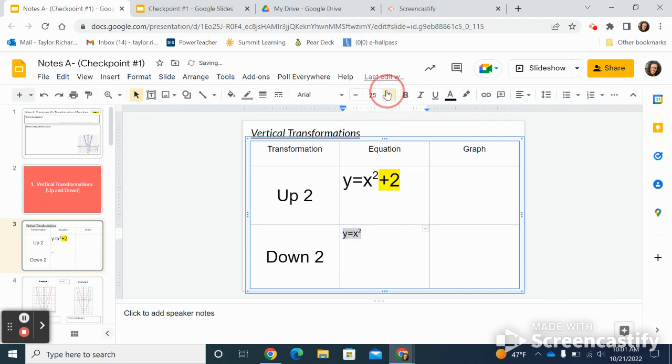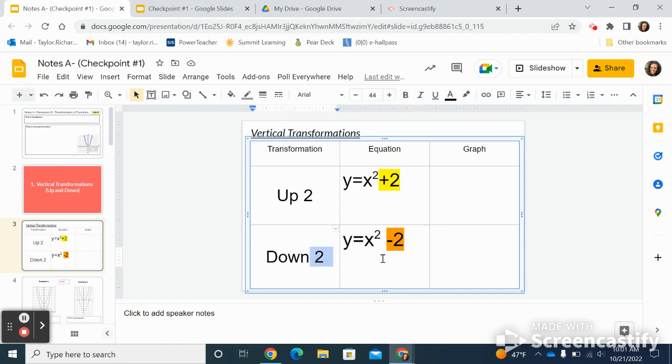And then if we are going down, we just are going to instead say minus 2. So again, it's my parent function, and then I'm going down 2, down 2. Okay, so here are the first 2 types of transformations: how you go up, how you go down.